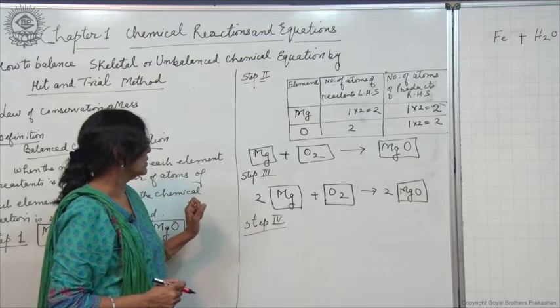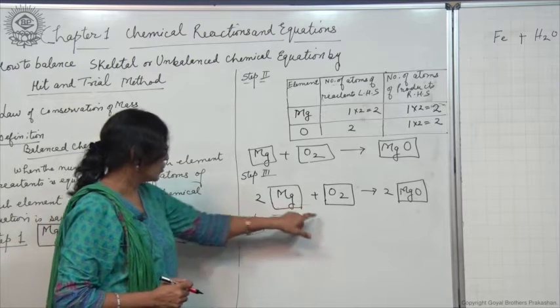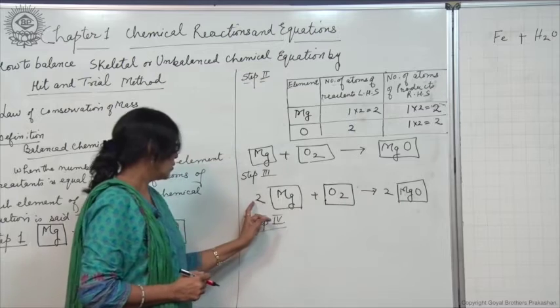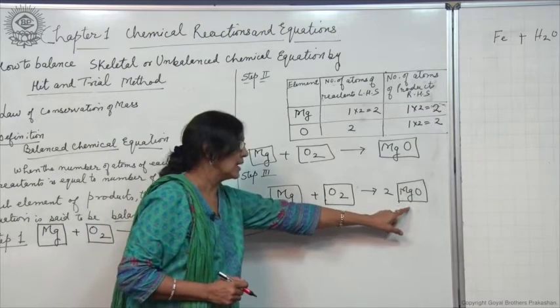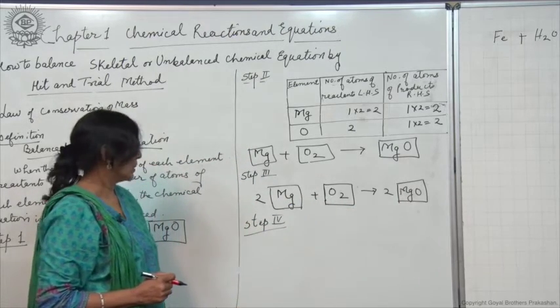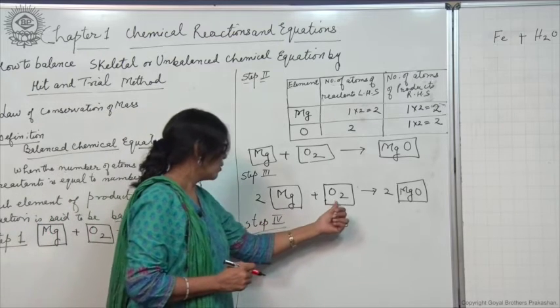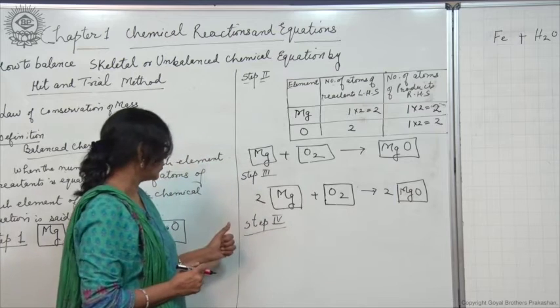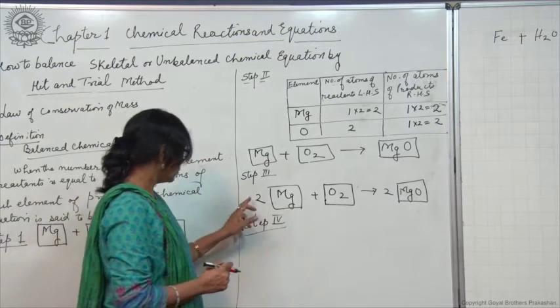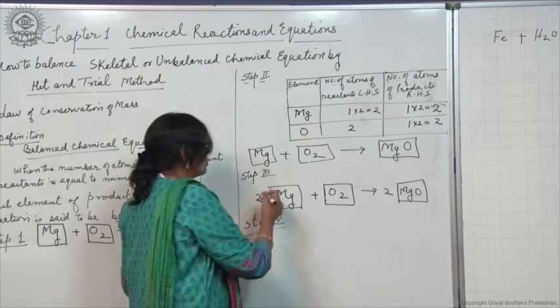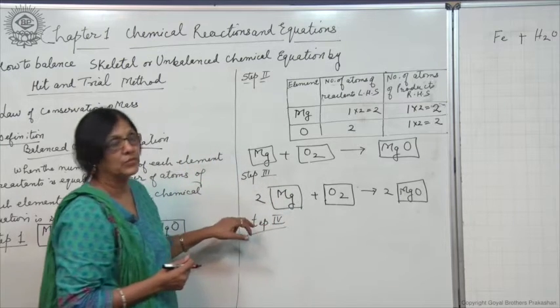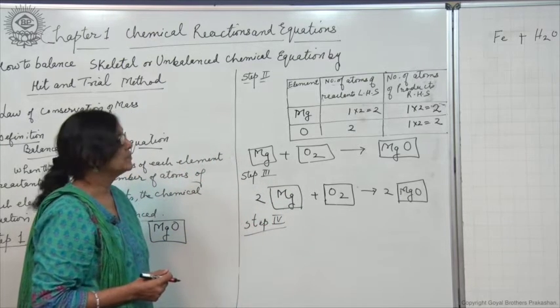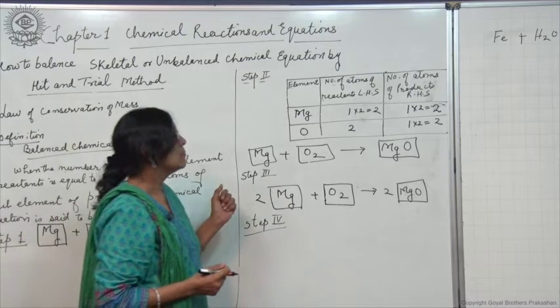Now we can check again. Magnesium atoms on both sides of the equation, on the left hand side as well as on the right hand side, are equal to 2. And oxygen atoms on both sides are also equal to 2. So this equation is finally balanced. Step 4 was to balance the magnesium atoms, to rebalance in fact. So this is how we can balance.